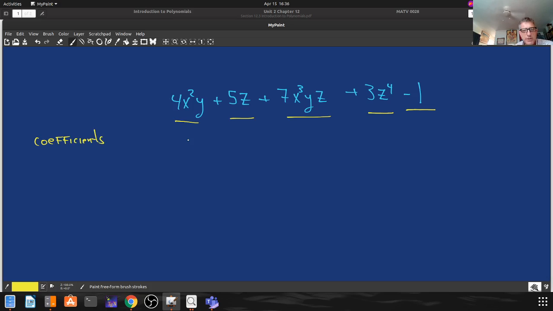So the coefficient of this term is 4. The coefficient of the 5z term is 5. The coefficient of the x cubed yz term is 7. The coefficient of the z to the 4th term is 3. And this is the constant term. If you want to say the constant term is its own coefficient, that's fine.